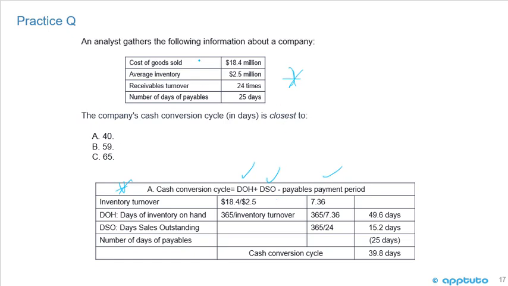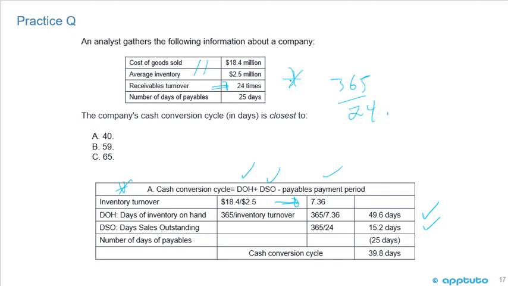So the inventory turnover, as I said, debit cost of goods sold, credit inventory. So we know our numerator and denominator, 18.4 divided by 2.5. So we get 7.36. Then 365 over the inventory turnover gives us our number of days. Great, we've got the first one, 49.6 days. Receivable turnover, they're giving us the times, they're not giving us the days. That's an easy one, 365 divided by 24, and we're going to get our number of days of 15.2.